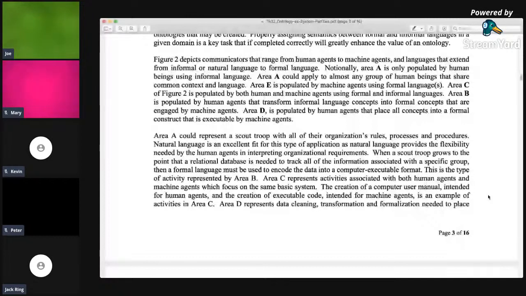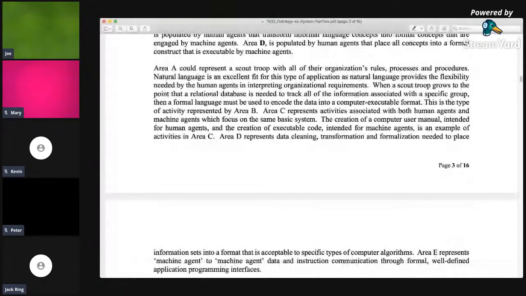But when you want to start taking scout troop information and putting it in a relational database, well, now you have a formal language interface, and you have to approach things a little differently. And then things become more and more formal until basically you have complete formal to formal interchange.